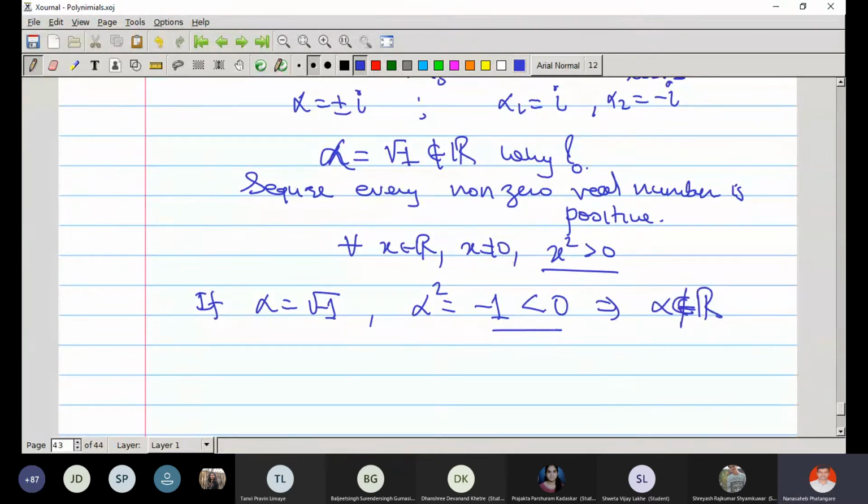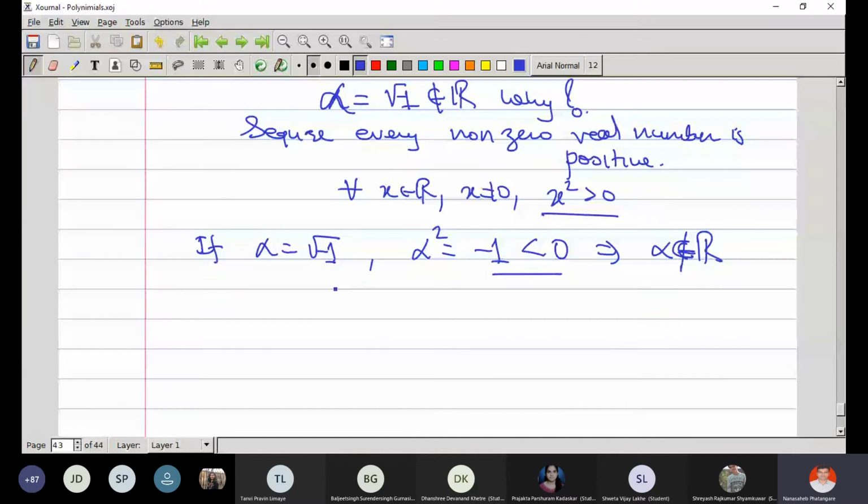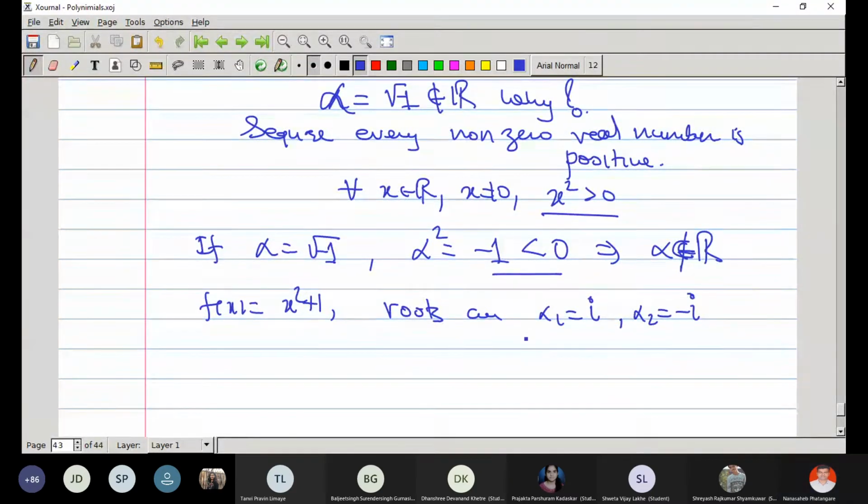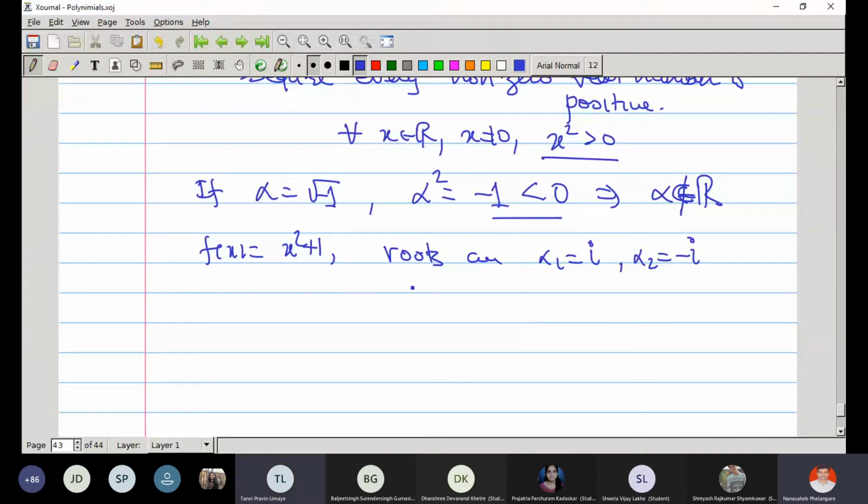Right? So if f of x is equal to x square plus 1, then what are the roots? Alpha 1 is equal to i and alpha 2 is equal to minus i. These are two roots. That means plus minus square root of minus 1. And is it true that alpha 2 is alpha 1 conjugate? Yes. Right. So here the polynomial is with real coefficients, but the roots are appearing in pairs, right?